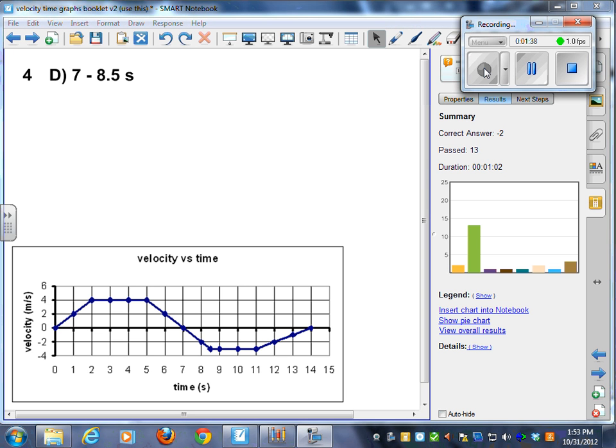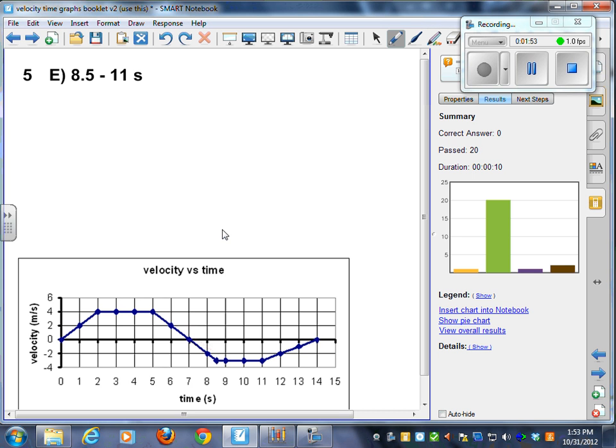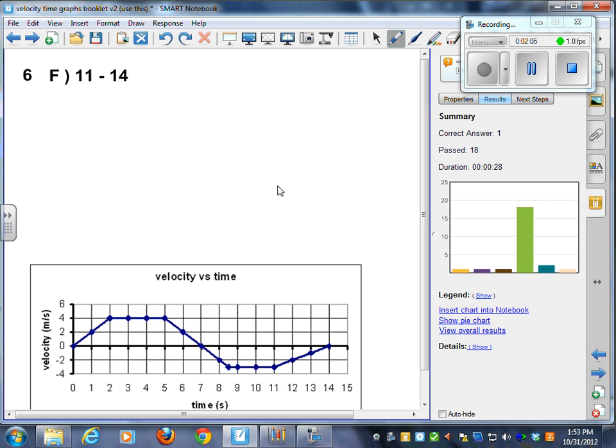Okay, now D is the same. How come it's the same? Because it's a straight line. It's a straight line, right? -2. D, the slope is 0. It's flat. Oh, sorry, that's E. And F is positive. It's up. I go up 3 over 3. I have a slope of 1.